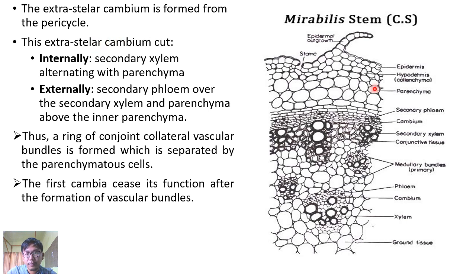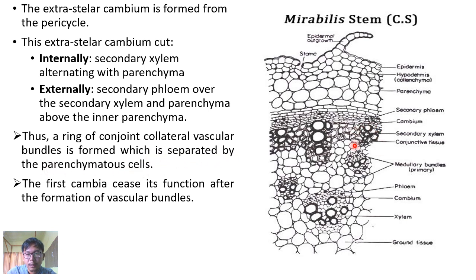This extrastelar cambium cuts internally the secondary xylem, with parenchyma somewhere here, and above it will cut secondary phloem, and after that it will cut secondary parenchyma. That means this vascular bundle, with cambium, secondary xylem and secondary phloem, is surrounded by parenchymatous cells. Thus, a ring of conjoint collateral vascular bundles is formed, separated by parenchymatous cells.